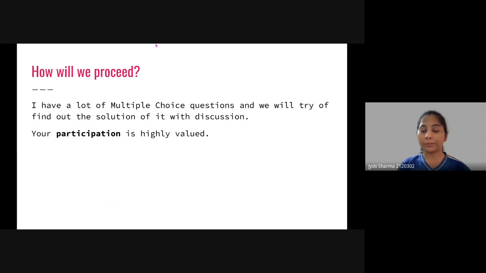Okay, from week 1, right now this is week 9. From week 1 to week 9, we learned, and in my slides I have multiple MCQs, and we try to solve them with discussion. Whatever you give me, wrong or right answer, I'm here to correct you. Participation is highly valued. You will learn, I will also learn from you. So this is kind of a win-win situation if we are having the discussion.